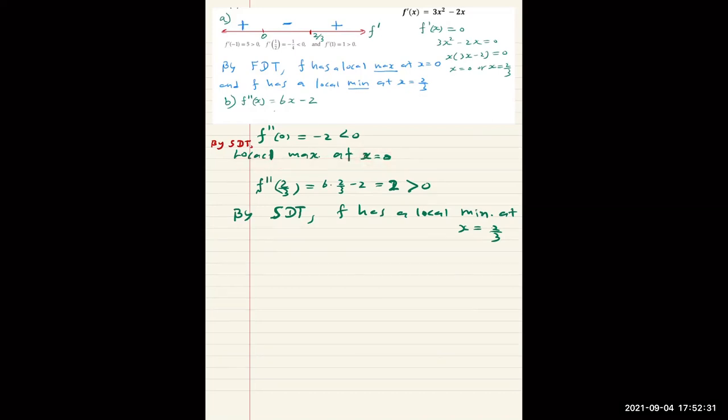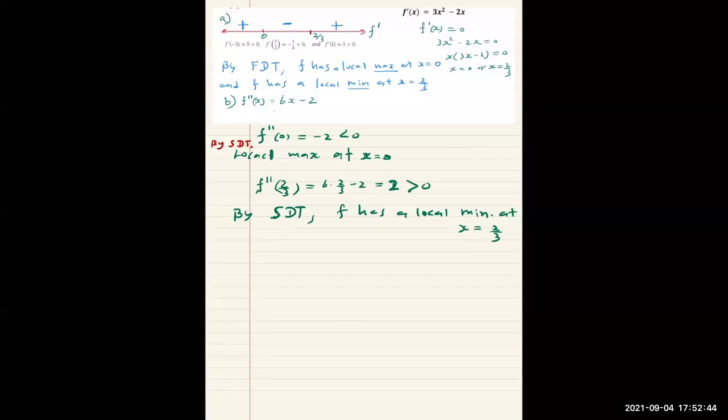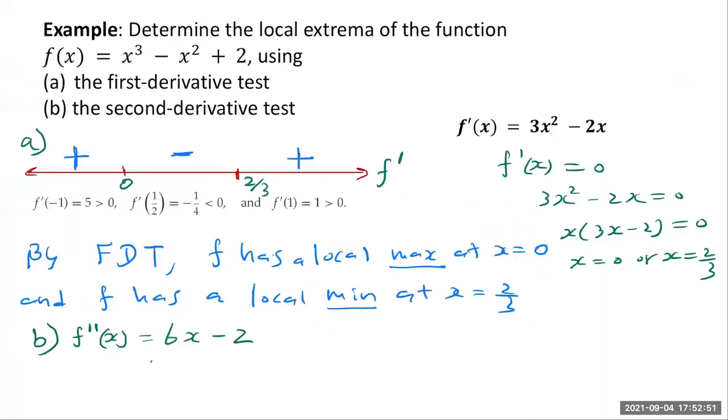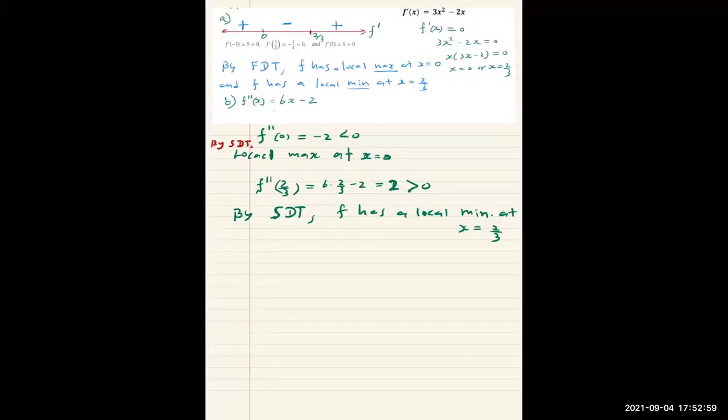All right, that completes that example. Notice that in both methods, we came up with the same answer. Using the first derivative test, we determined that f has a local maximum at x is equal to 0 and local minimum at x is equal to 2 over 3. Even from the second derivative test, we determined local max at x is equal to 0 and local min at x is equal to 2 over 3. Okay. All right, let's move on.